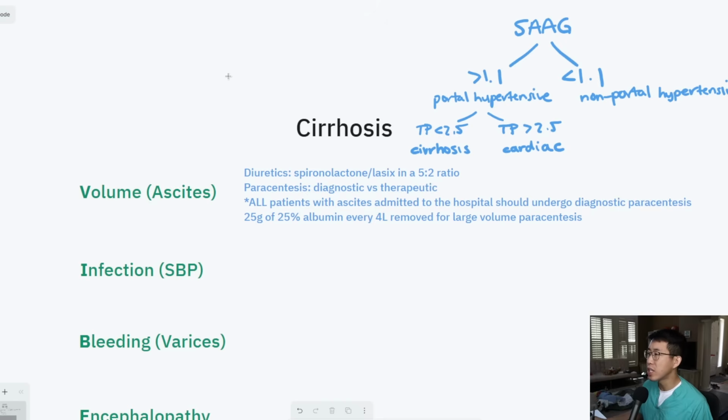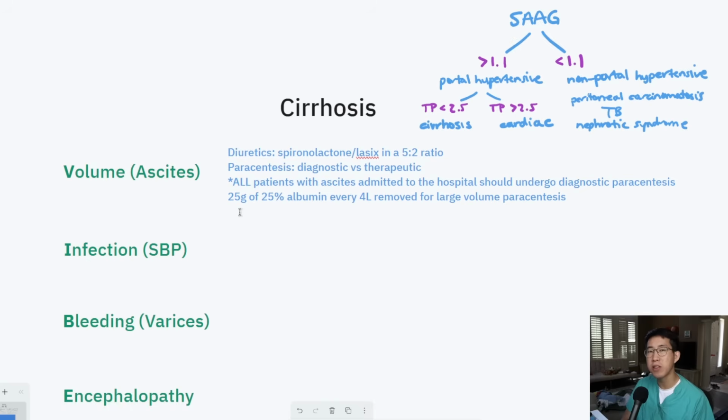In regards to the non-portal hypertensive etiologies, these are again states in which you have a lot of albumin in the ascites fluid. And so you're going to see this in things like peritoneal carcinomatosis, so malignancy, TB, and nephrotic syndrome.